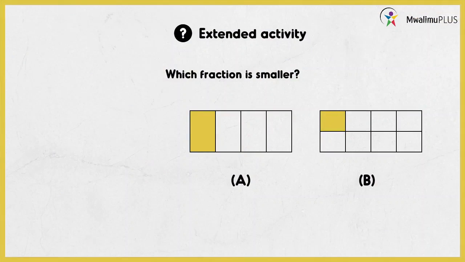Now, I have some work for you. Here, I have 2 rectangles. Part of these rectangles is shaded. I want you to look at them keenly. Yes, concentrate well. And then identify the portion that is colored. Then tell me which fraction is smaller of these 2 diagrams. Is it A or B?